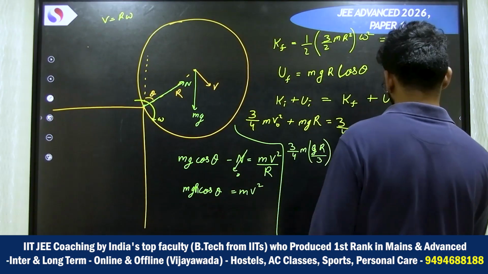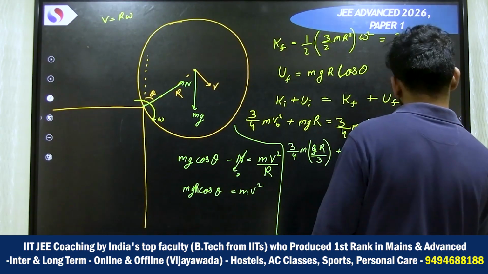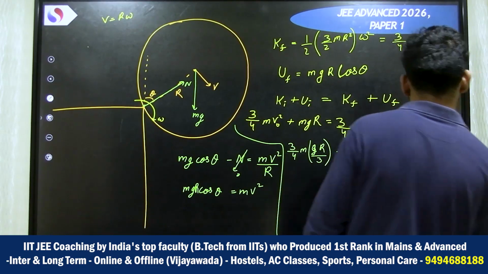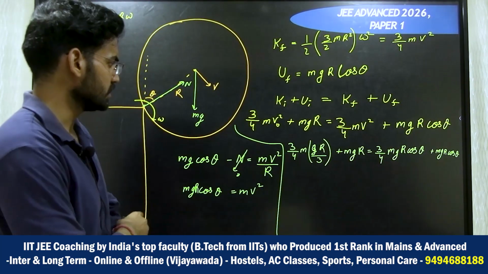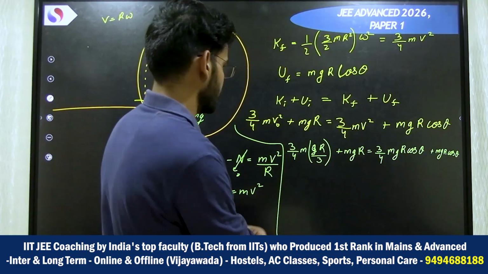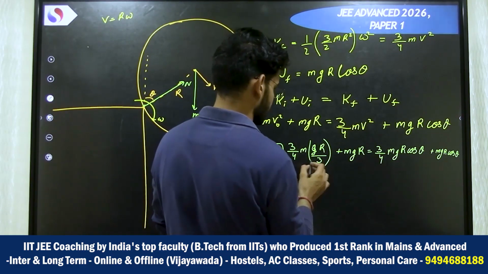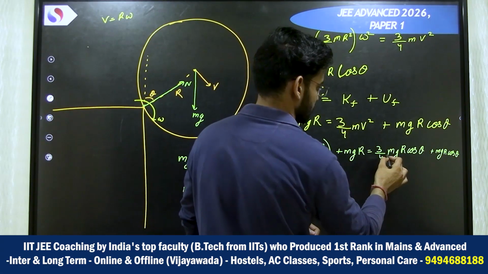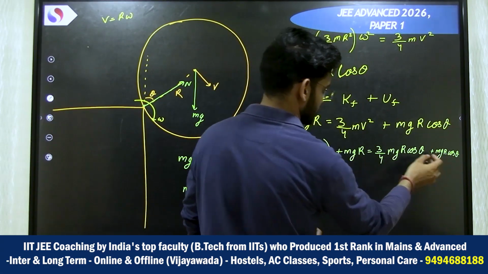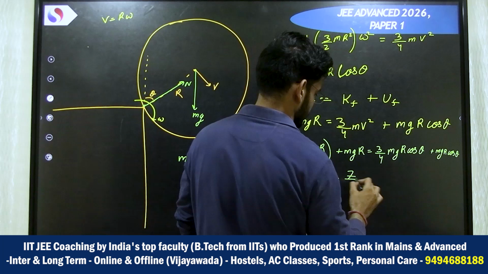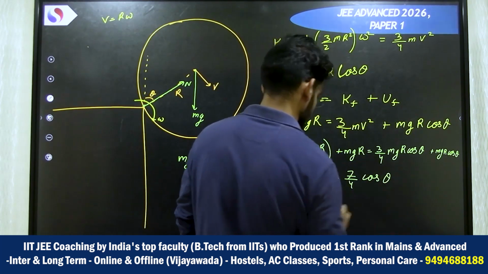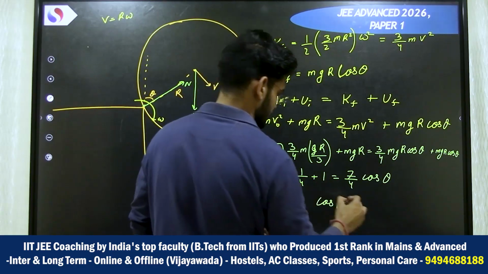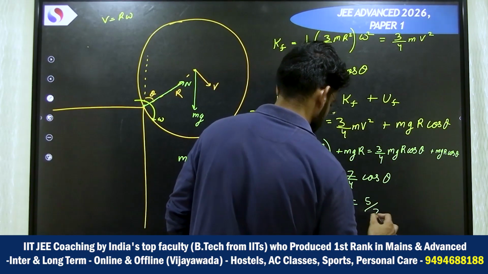Okay, so we have gR by 3 plus mgR equal to 3 by 4 m v square, which is how much? mgR cos theta plus mgR cos theta, right? If you see here, mgR cancels out from everywhere, and 3 cancels out, this will be 1 by 4 plus 1 is equal to 3 by 4 cos theta and here cos theta. So that will be added, 7 by 4 cos theta, right? So cos theta is how much? 5 by 4, so 5 by 7, right? So that's 5 by 7, okay?